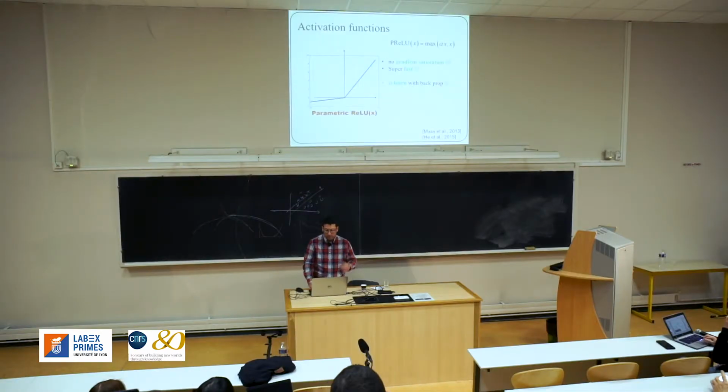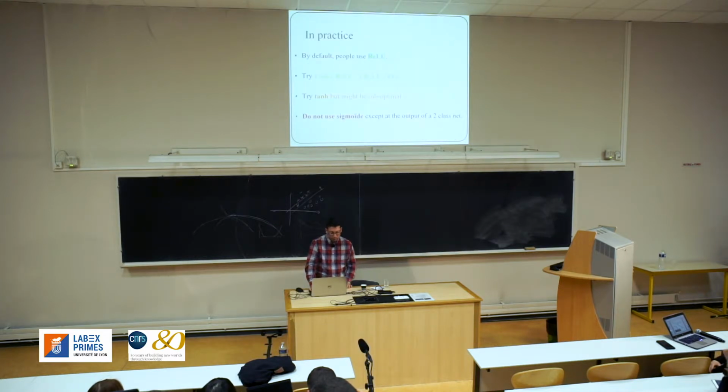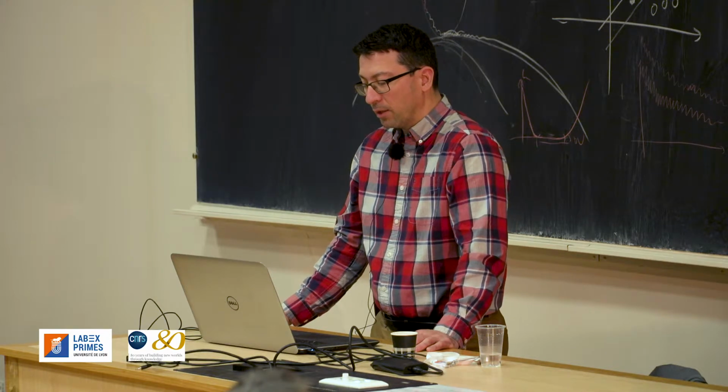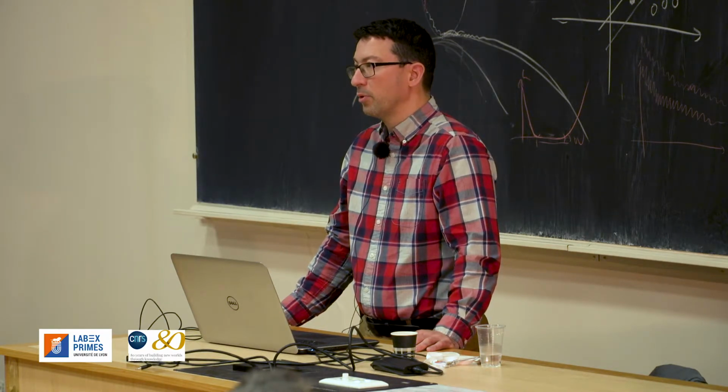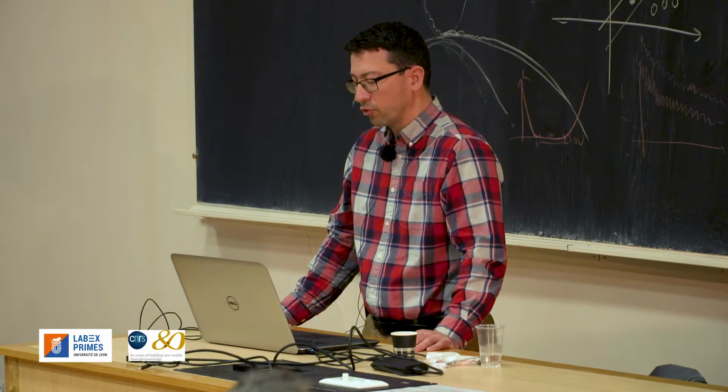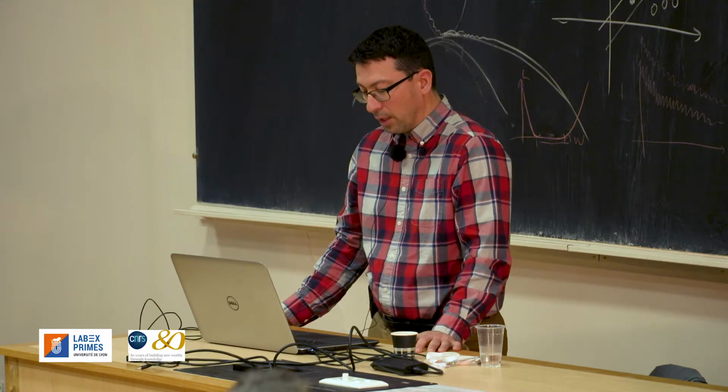And other ReLU functions that have different shapes have been proposed. But in reality, when you implement a neural network, by default, people use ReLU, okay? And then you can try other activation functions like leaky ReLU or parametric ReLU or ELU. This is another one I haven't shown, but it's an exponential ReLU type of thing. And check for the one that best suits your problem, but my guess is that ReLU is going to be good enough. You may try tanh, but you might end up with suboptimal results. And most importantly, your network will take forever to train. And just don't use sigmoid.